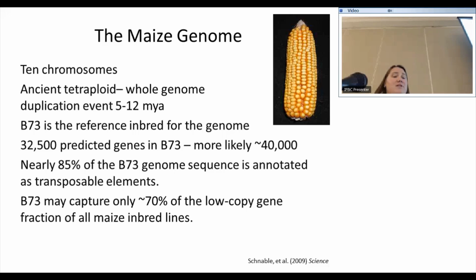This is the point I was trying to make before. B73 actually only includes about 70% of the low copy genes that are found in all of maize. Okay, so just because you have one line that's been genotyped, genome sequenced, doesn't mean you know everything about corn. Corn is so diverse, we just don't have the answers yet.